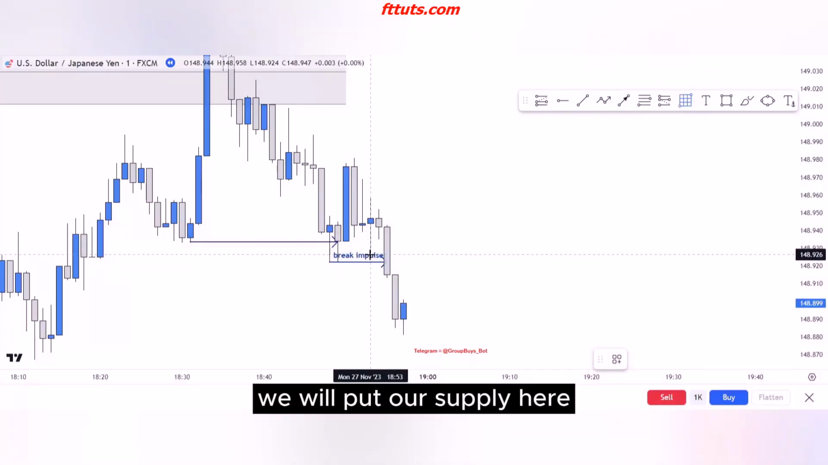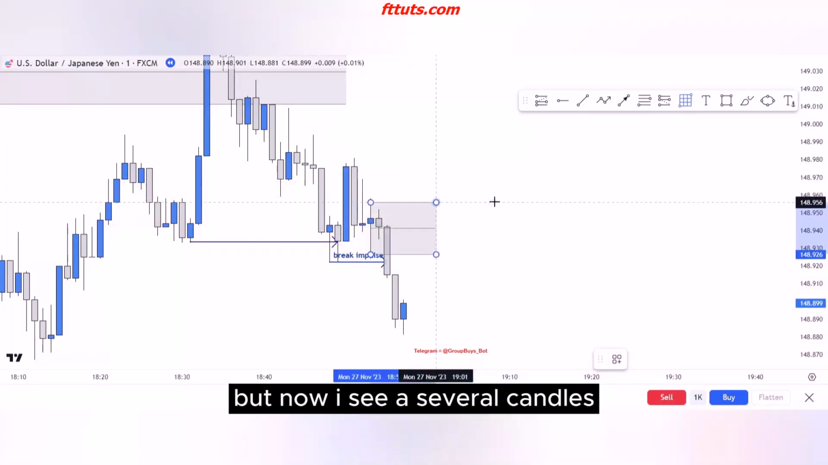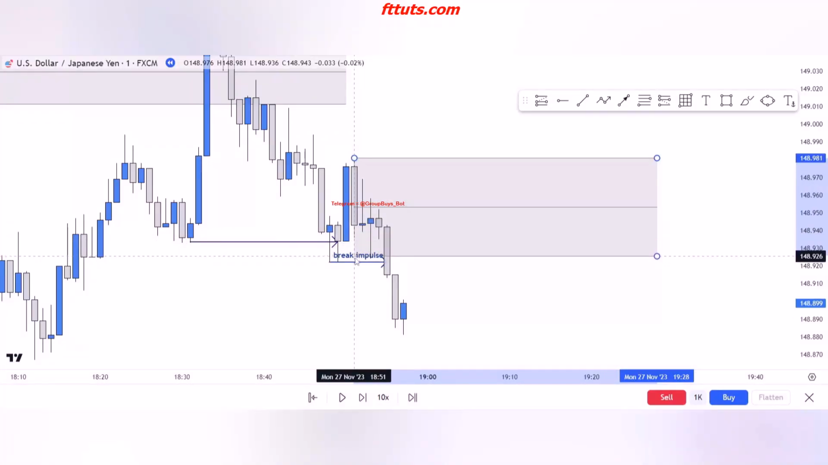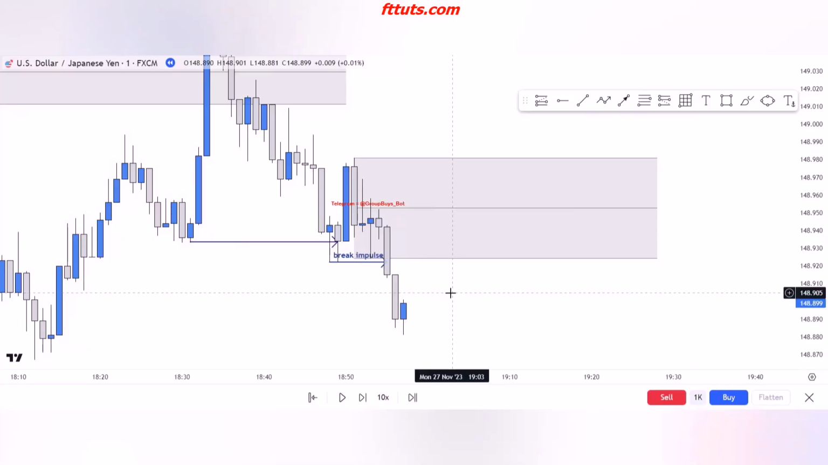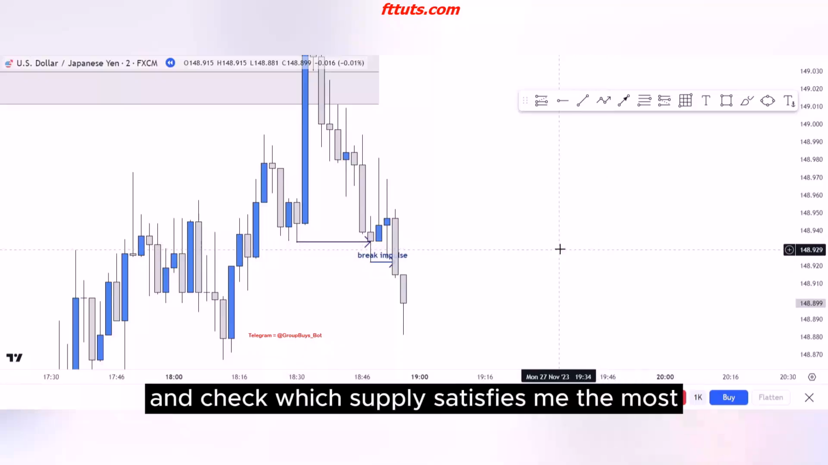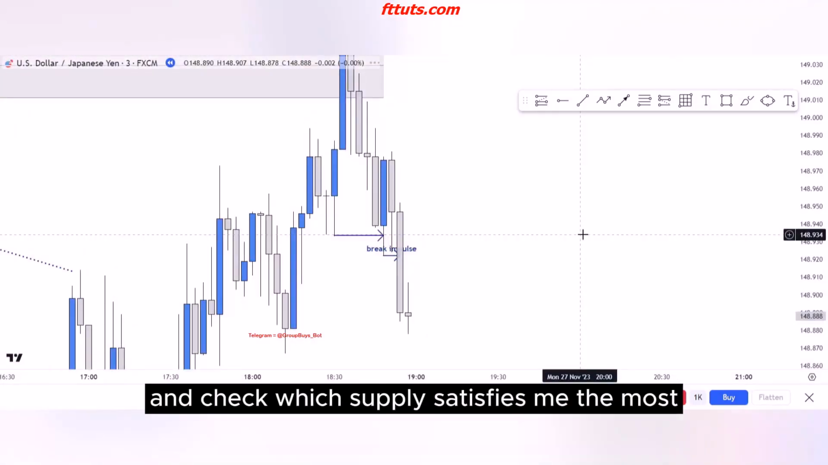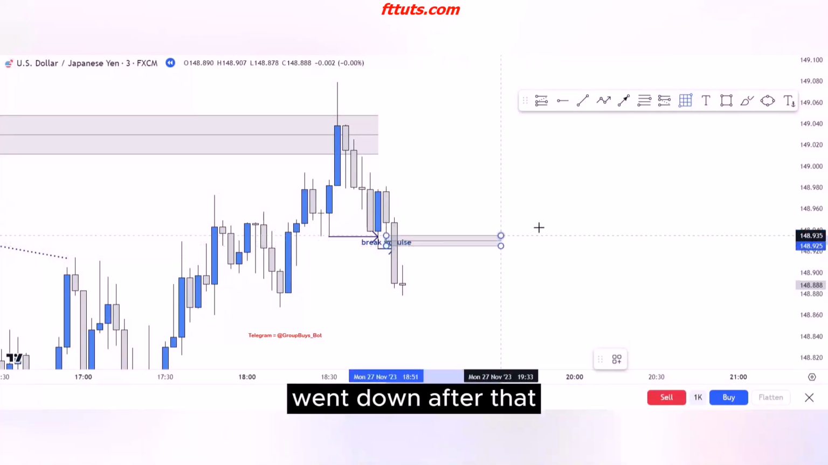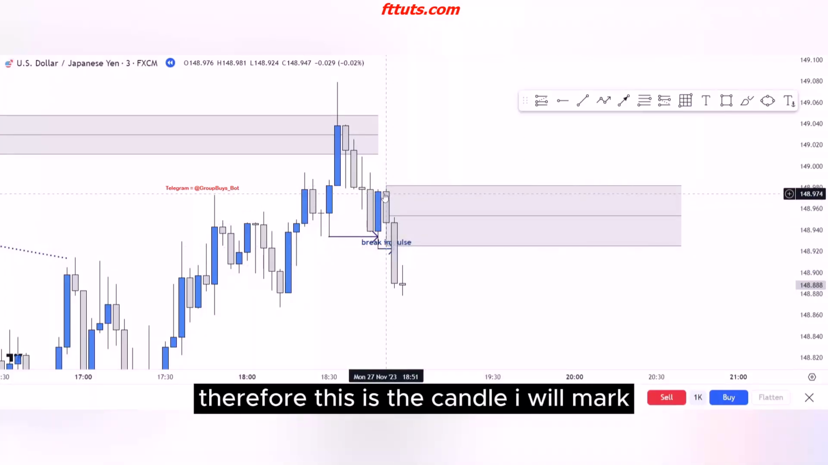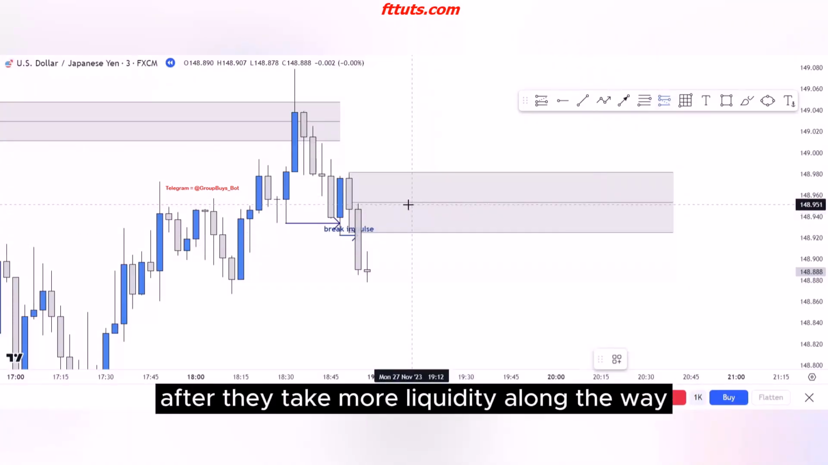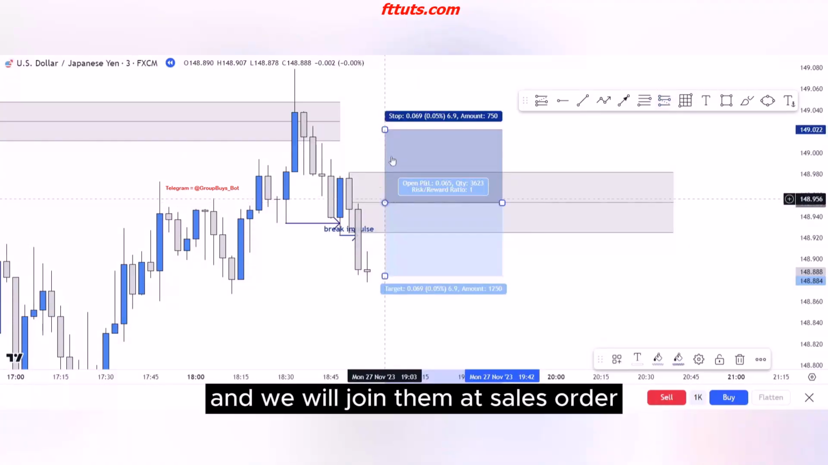We will put our supply here, but now I see several candles and I don't know what precisely to mark. So to be as accurate as possible, I go through the time frames and check which supply satisfies me the most. Okay, I see that the gray candle took the liquidity and quickly went down after that. Therefore, this is the candle I will mark. This is where the sells begin. The institution will return after they take more liquidity along the way, and we will join them with a sell order.